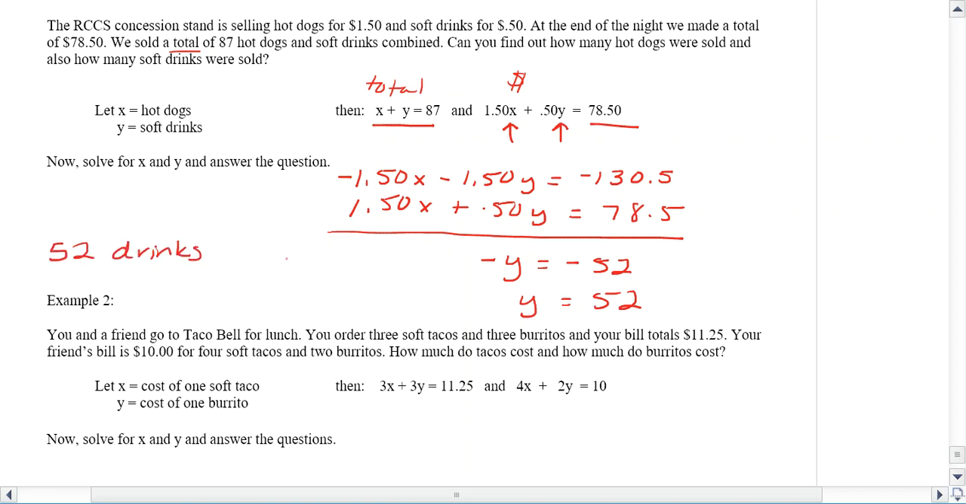So we simply take this 52, this answer, and we go back to one of the original equations to plug it in. I think this first equation looks a little easier to work with, so that's what I'm going to choose. X plus 52 equals 87, and then just subtracting from both sides, we get 35. So now we have our answer of 35 hot dogs and 52 drinks.